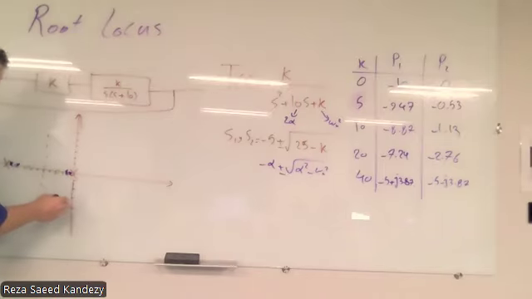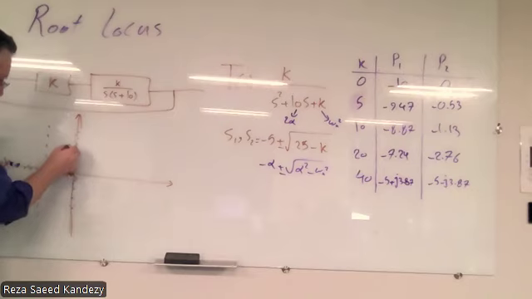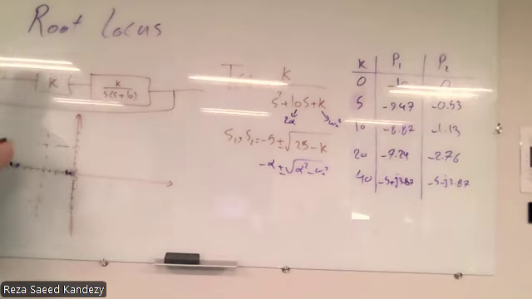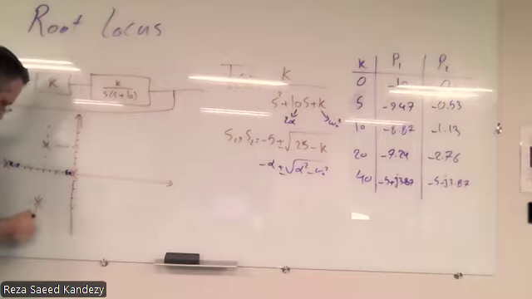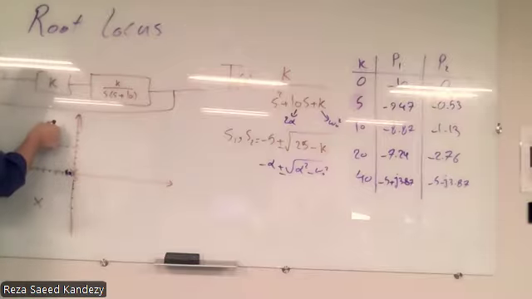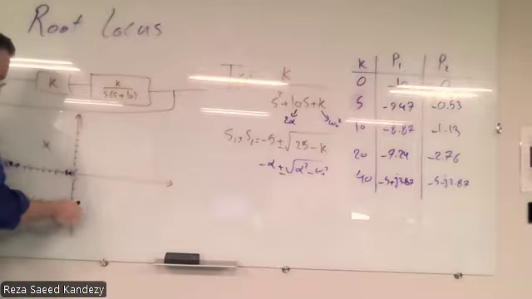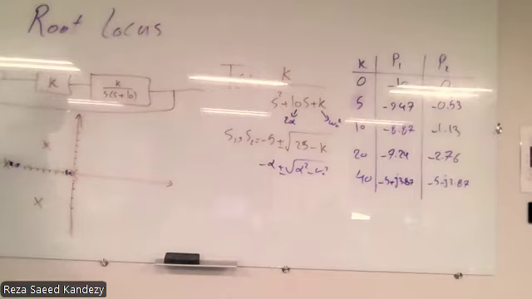.87, a little bit lower than 4. 1, 2, 3, 4, a little bit lower than 4. So I'm gonna have poles here. Are we good? Are we good so far?